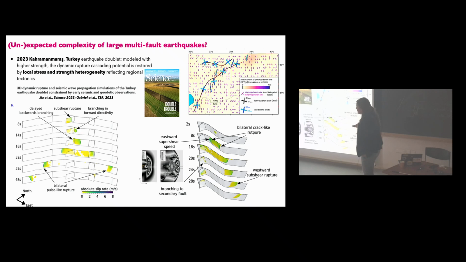And we modeled the complexities of this earthquake quite differently. This is using simple linear slip weakening friction. The models have higher fault strength, so we don't need this extreme dynamic weakening. And in this case, we restored the cascading potential by local stress and strength heterogeneity, reflecting the very complicated regional tectonics. So you see a lot of stress rotation here. We did some new stress inversions to constrain that. And we show that actually with very simple friction, we do account for fault geometries and regional scale heterogeneity. You can also explain to first order these complicated dynamics.